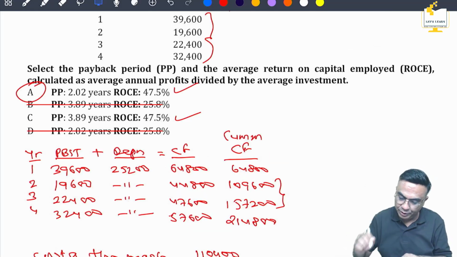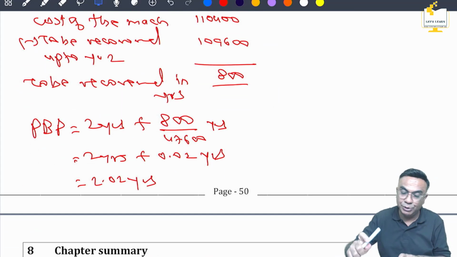Right? Okay. So that's it with this chapter number 2.